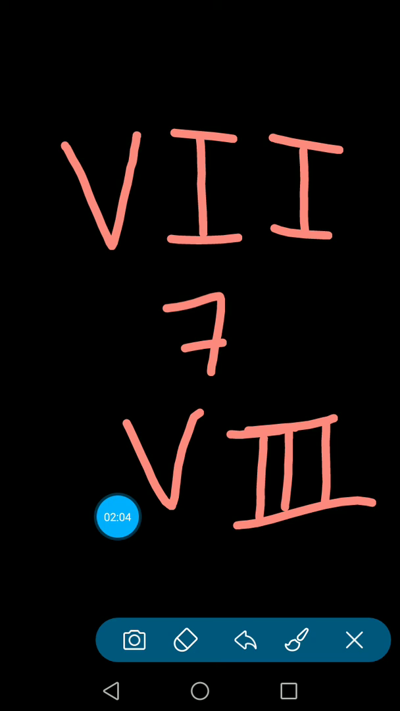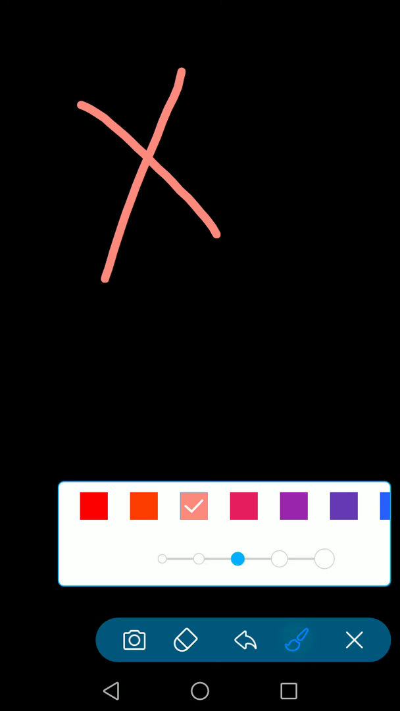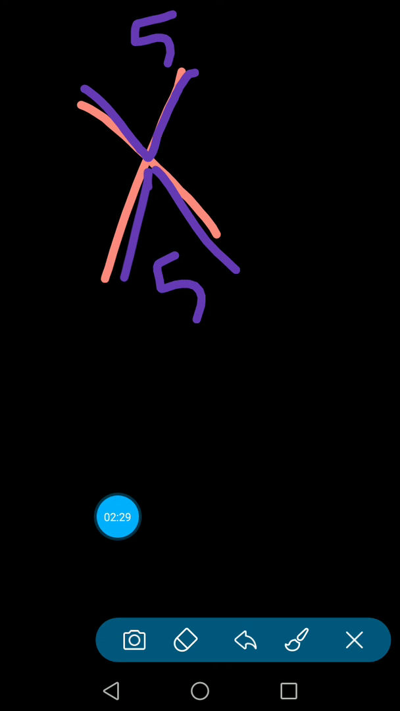How to explain 9 and 10? Okay. Before I explain 9, I will explain 10. 10 is like that. Letter X. You can remember it as if you are writing V and V, like 5 plus 5. So X is 10. Again, X is 10.